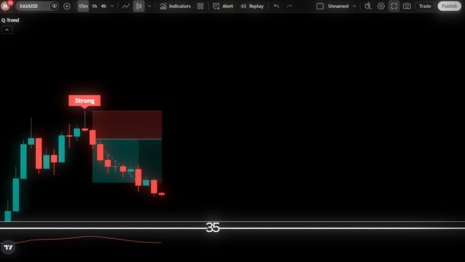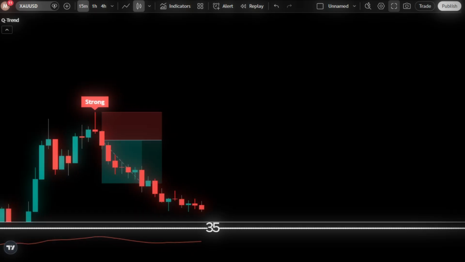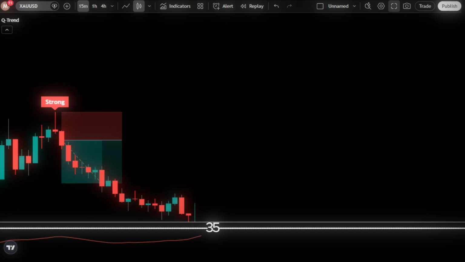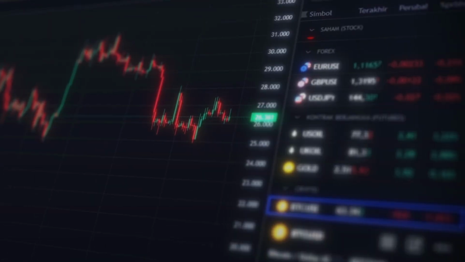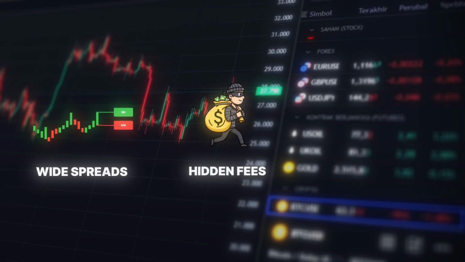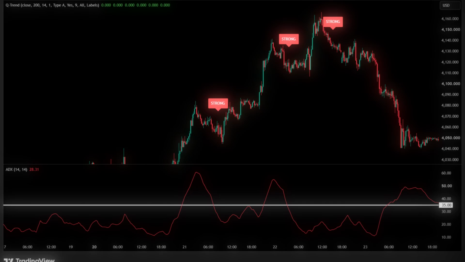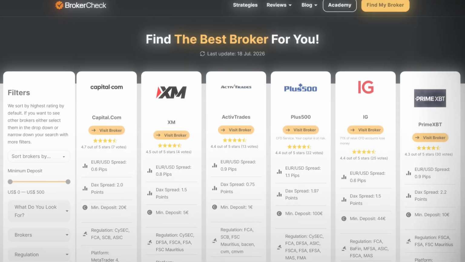Now, before I show you the proof, there is one thing that quietly decides whether this strategy actually makes you money. A strategy like this fires many trades in a day. So a broker with wide spreads, hidden fees, or slow execution will quietly eat your profits, even when your setups are perfect.